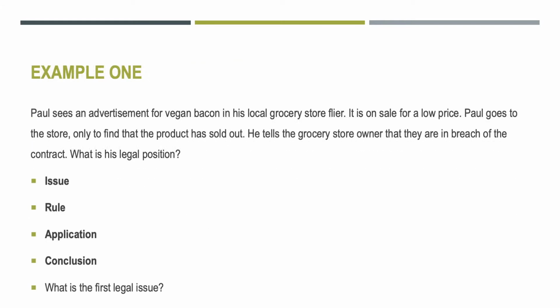So let's take a look at a short scenario. Paul sees an advertisement for vegan bacon in his local grocery store flyer. It is on sale for a low price. Paul goes to the store only to find that the product has sold out. He tells the grocery store owner that they are in breach of contract. What is his legal position?